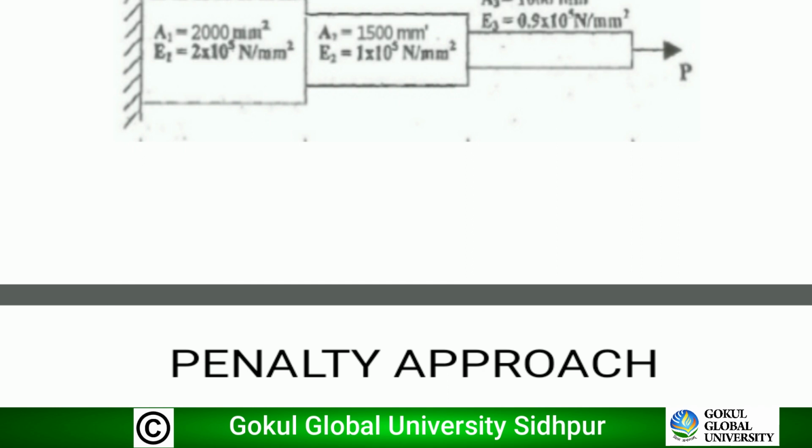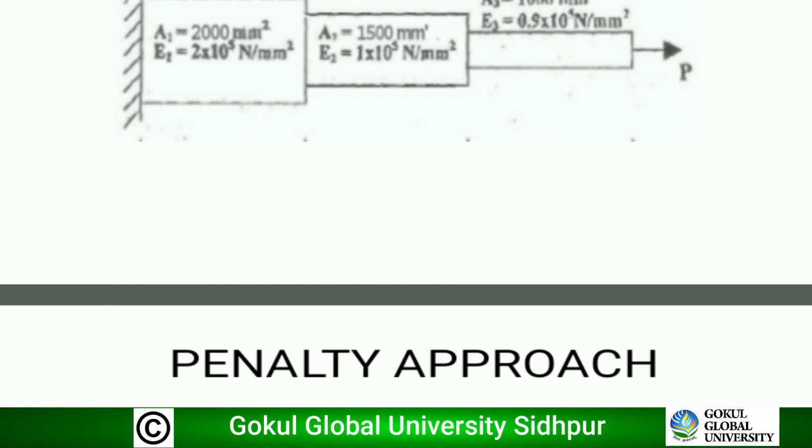So here you can take F1 equal to 0, and F3 would be 0 because node 1 and node 3 are fixed, and you can take the value as 0, and F2 is given, right? So here you have the assemblage of all the algebraic equations in KQ is equal to F.